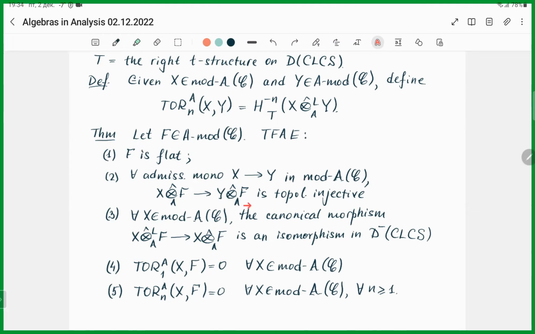So far the picture is exactly as in the case of flat Banach modules. Condition 3, for each right topological A-module X, the canonical morphism from the total derived projective tensor product to the usual projective tensor product is an isomorphism in the respective derived category. And condition 4 says that for each right topological A-module X, the functor Tor_1, I mean the new functor Tor_1, vanishes. And finally, this is equivalent to saying that Tor_n vanishes in all degrees greater than or equal to 1. So this theorem gives us a characterization of flatness in terms of the new Tor functor.